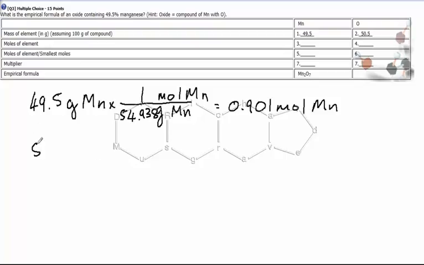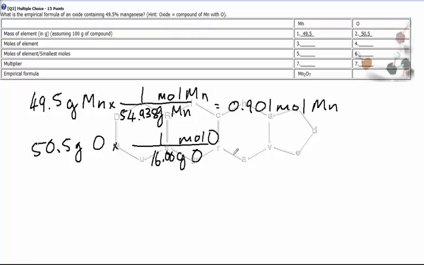And we're going to do the same thing with oxygen, 50.5 grams of O times, and grams of O on the bottom, moles of O on top. The relationship, 1 mole of O is equal to 16.00 grams of O. Now remember, it's O and not O2, because in a compound it's no longer O2. It might react with O2 in order to form the compound, but in the compound itself it's just atomic oxygen, which is all we're interested in. So it's 1 mole of oxygen is 16.00 grams of oxygen. And that's going to be 3.16 moles of O.